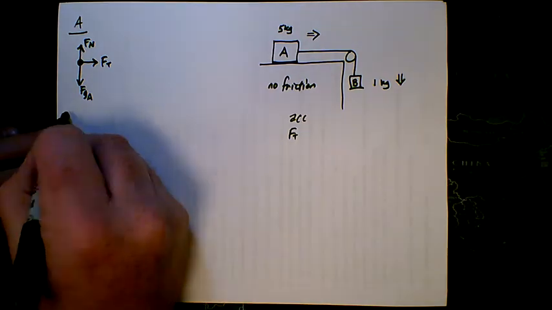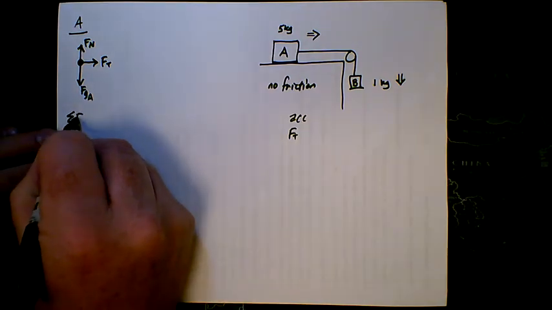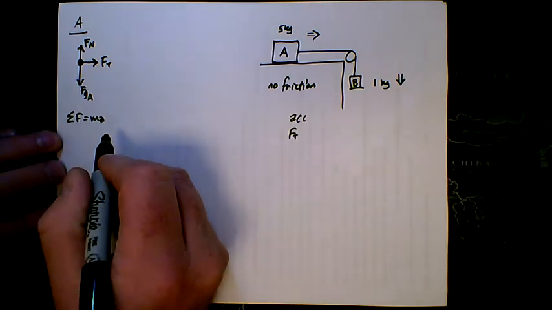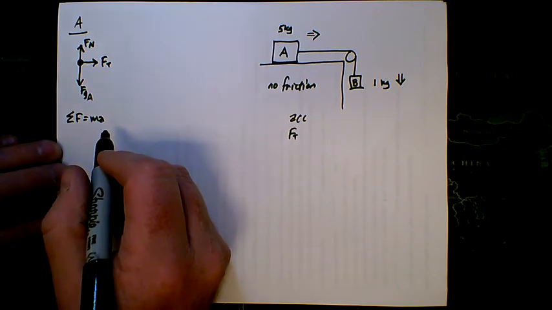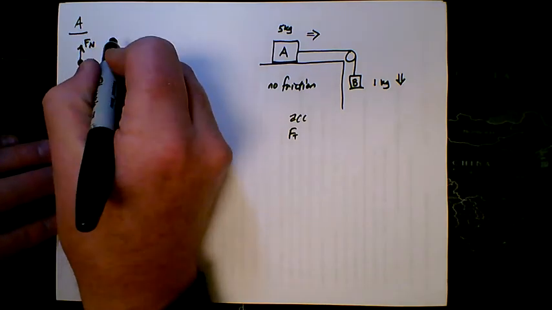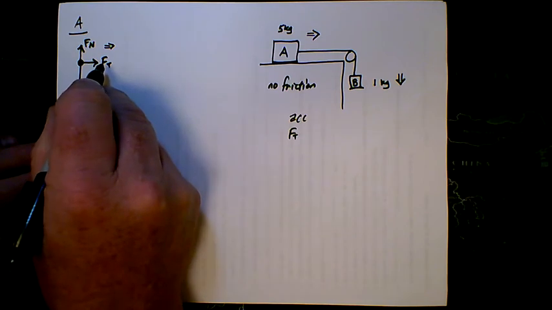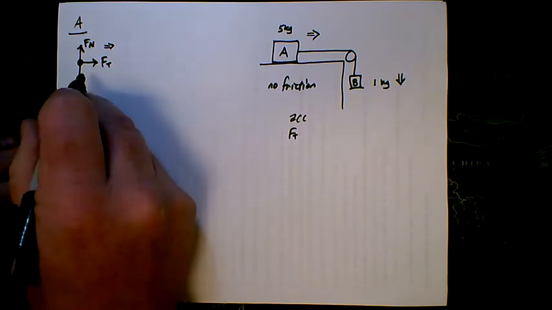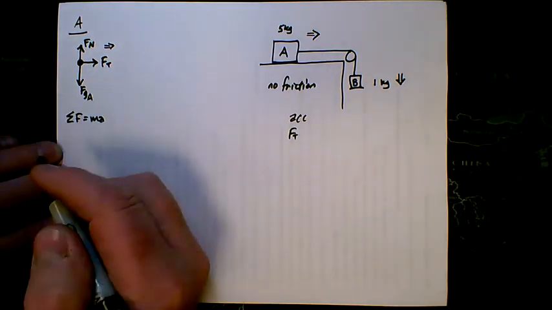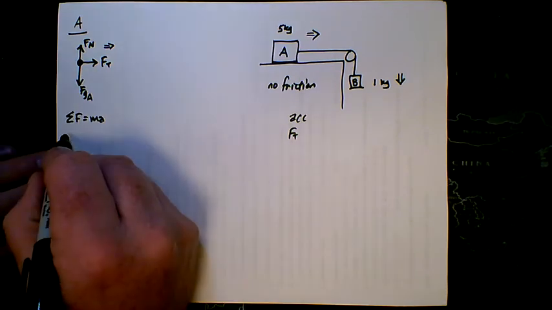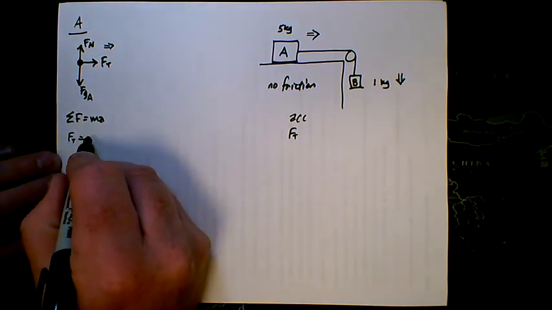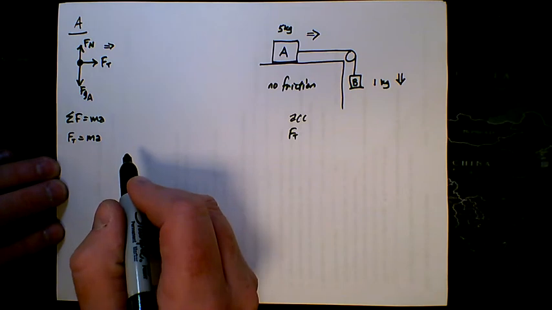So then for object A, next step, we write our equation. Net force equals mass times acceleration. We then identify by name the individual forces that make up the net force. Since A is accelerating to the right, the tension force is affecting the acceleration. In other words, in a go minus stop kind of situation, tension force is in the go direction, there's nothing in the stop direction. And so we just have the tension force equal to mass times acceleration.